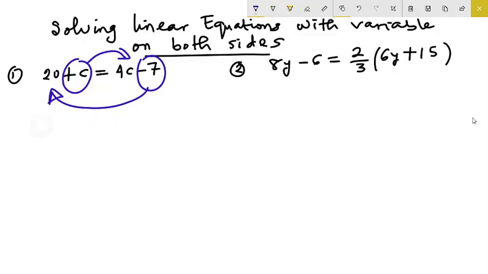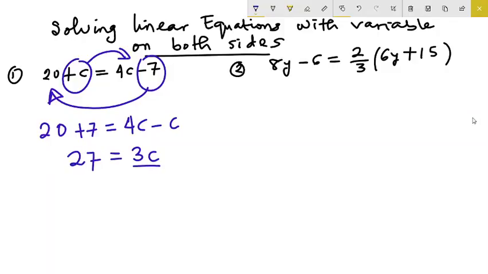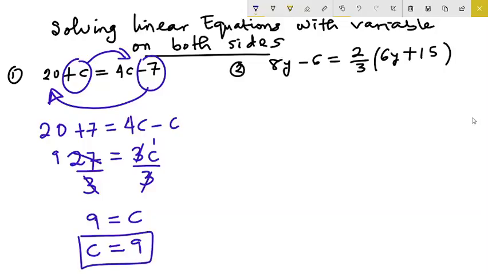So this will give us 20 plus 7 equals 4c minus c. So in this case, you have 3c equals 27. To be able to solve for c, we have to divide by 3 on both sides. So 3 goes in 3, 1. 3 goes in 27, that's 9. So in this case, we have 9 equals c, or c equals 9. And that is the solution.